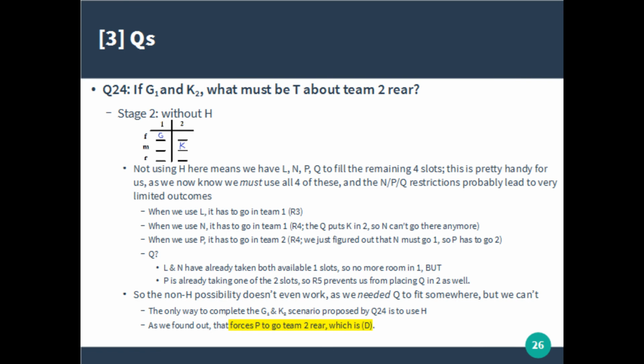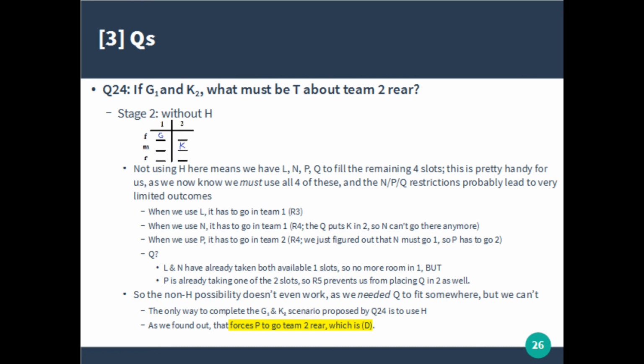If we want to use L, it has to go into team 1 according to rule 3. If we are to use N, it has to go into team 1 because of rule 4. K puts K in team 2, so N can't go there anymore. When we use P, it has to go into team 2, again because of rule 4. We just figured out that N has to go into team 1 because of K. So P would have to go into team 2 because P and N can't share a team.